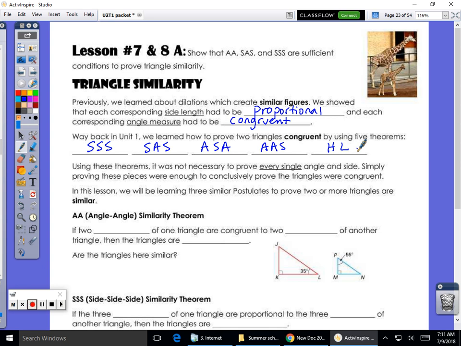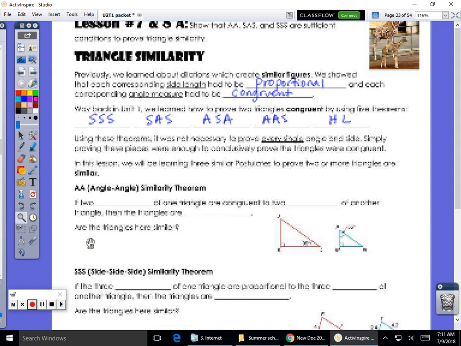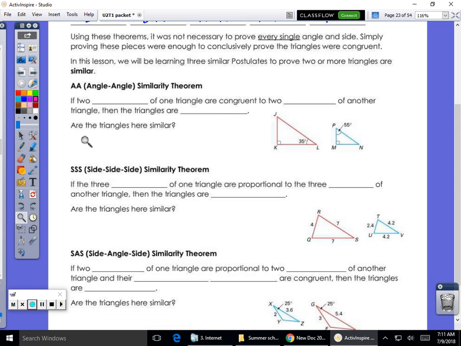In this lesson, we'll be learning 3 similarity postulates to prove 2 or more triangles are similar. So we have the angle-angle similarity theorem. If 2 blanks of one triangle are congruent to 2 blanks of another triangle, so what are these blanks? 2 angles of one triangle are congruent to 2 angles of another triangle, then the triangles are similar.